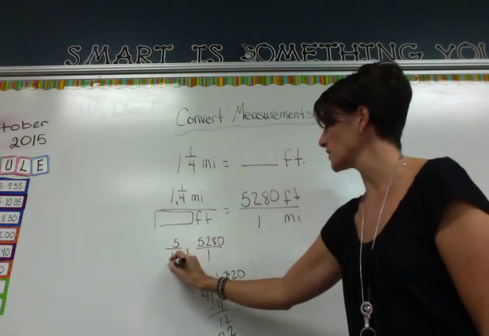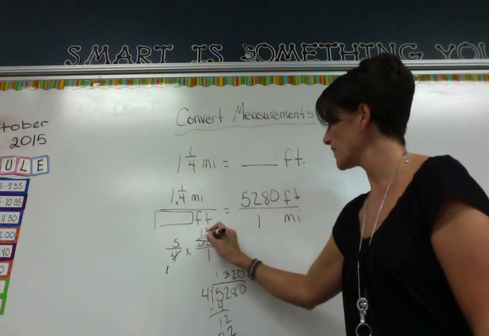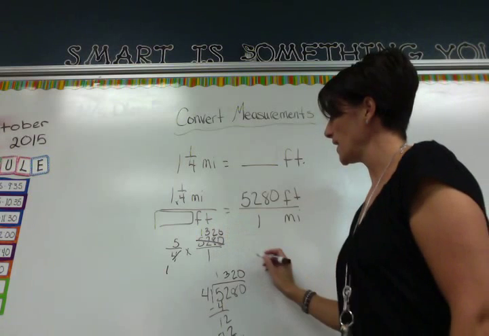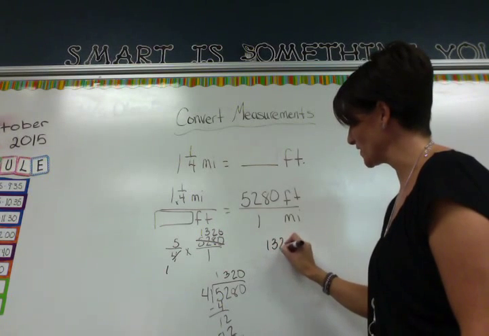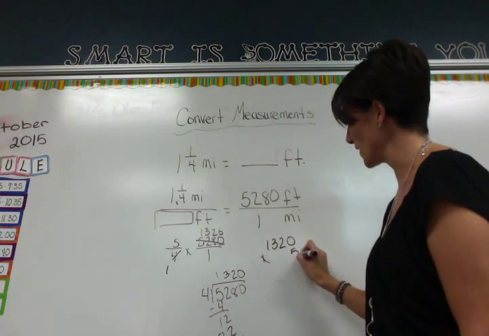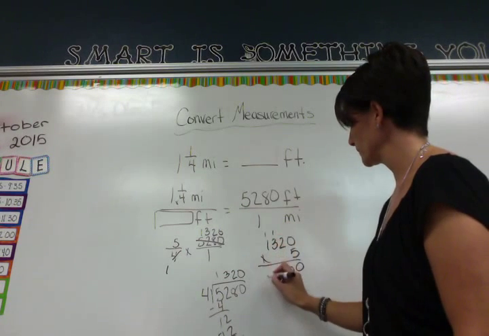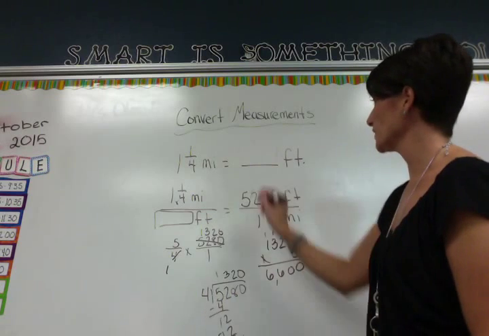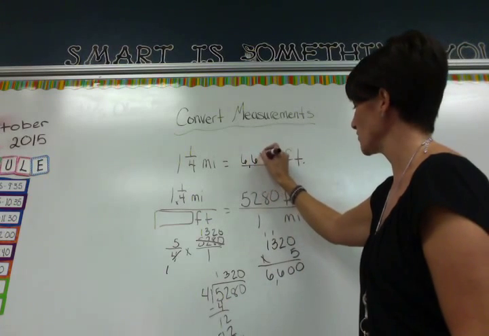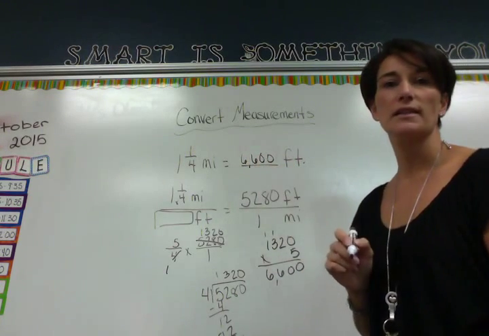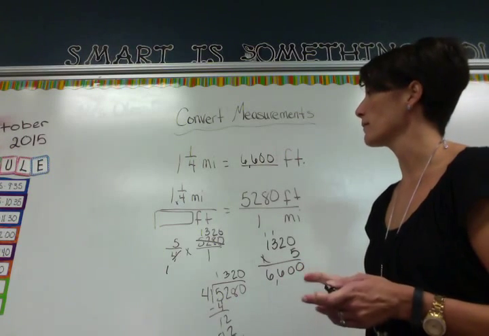So it does actually. So change this to 1,320, and now I need to multiply 1,320 by 5 to get my answer. And so my answer would be 6,600 feet is the same as 1 1/4 mile.